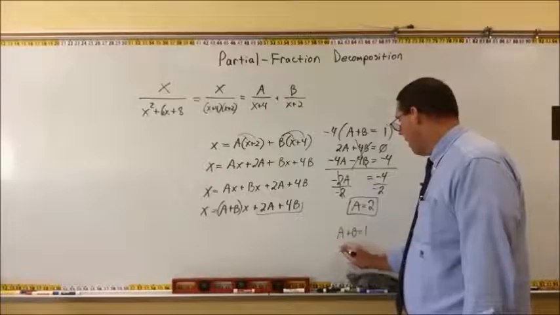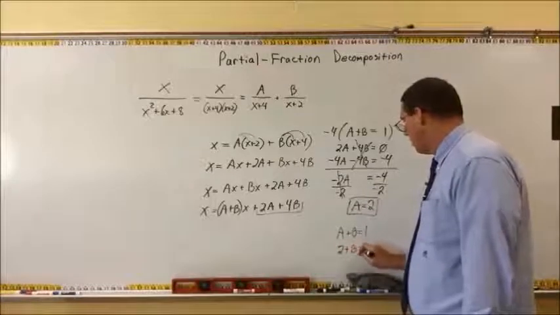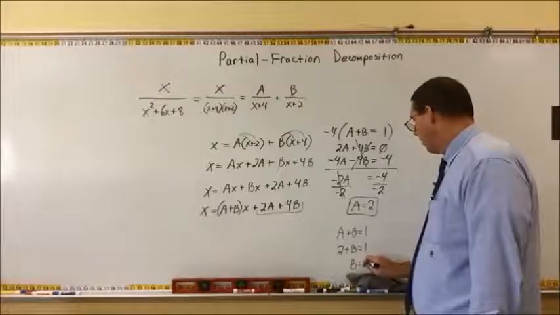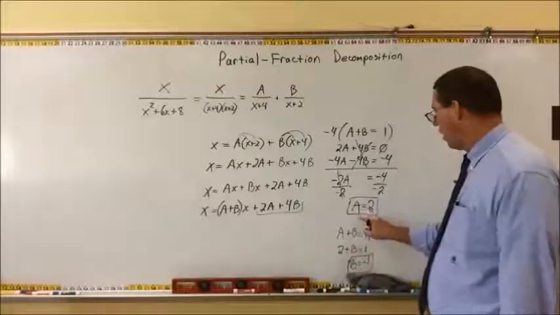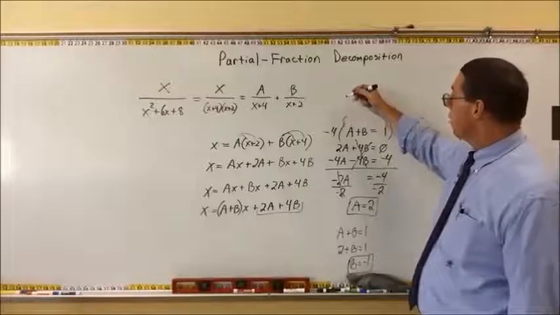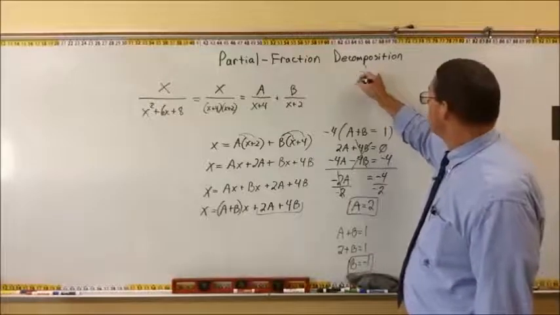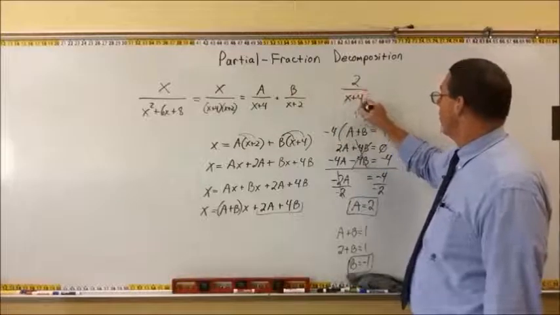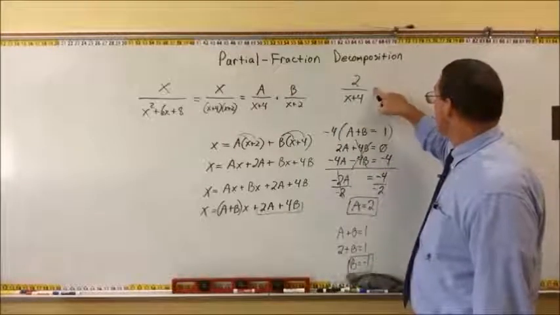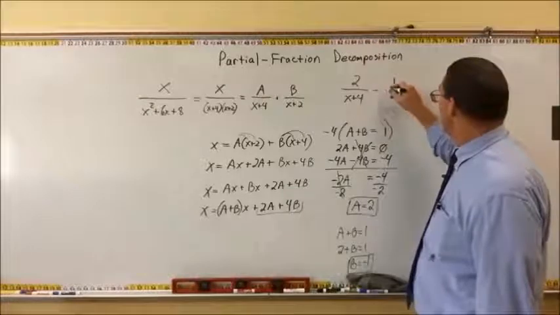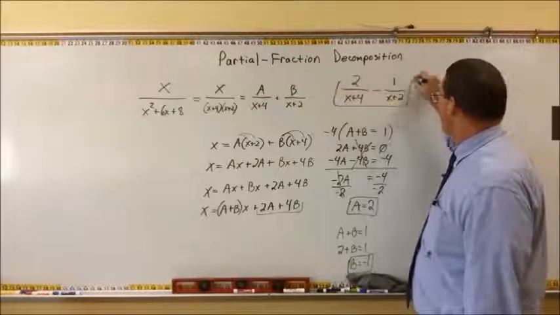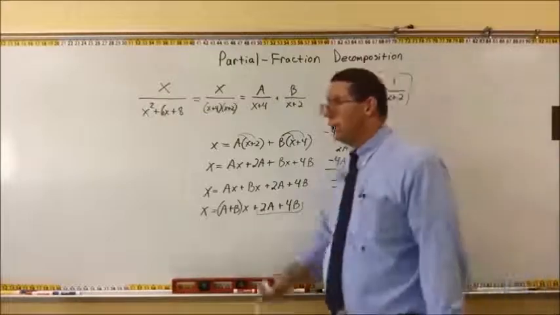Put a 2 in for a. 2 plus b is equal to 1. Subtract 2 from both sides, and b is equal to negative 1. So now we have our a, we have our b, and our final answer is 2, because a is 2, over x plus 4. Negative 1 for b, so I'll put minus 1 over x plus 2. And this is our partial fraction decomposition.